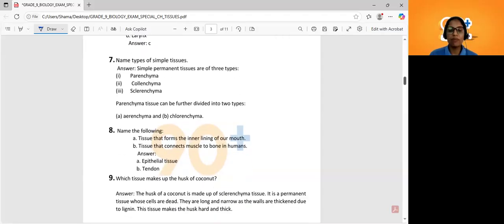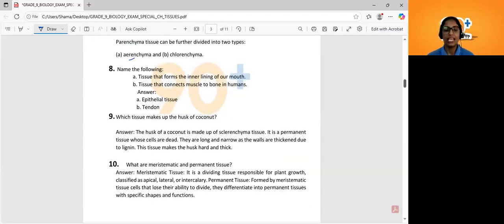The seventh question is, name the types of simple tissue. So simple permanent tissue is of three types, that is parenchyma, collenchyma, and sclerenchyma, where parenchyma is further divided into aerenchyma and chlorenchyma. So this is very, very important. A question will be asked: which are the different types of simple tissue? So it is parenchyma, collenchyma, sclerenchyma. They are the three different types of simple permanent tissue, and parenchyma is further divided into aerenchyma and chlorenchyma.